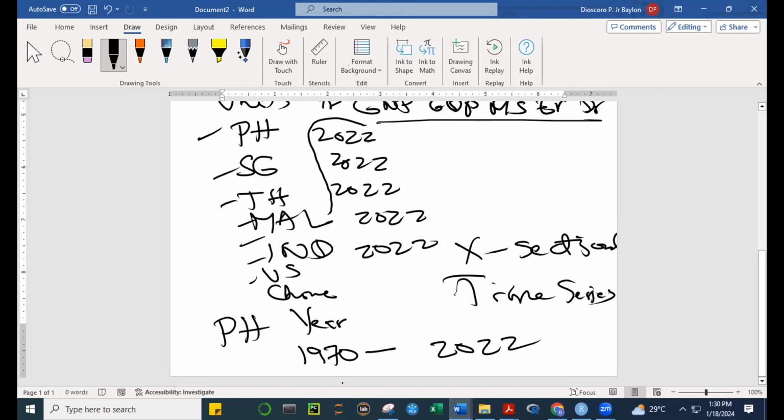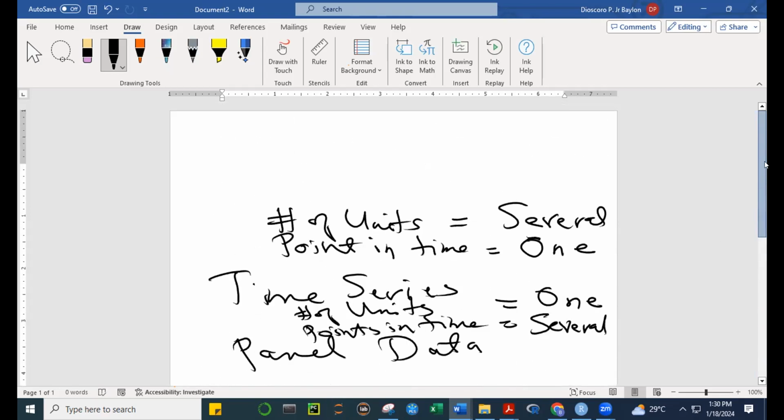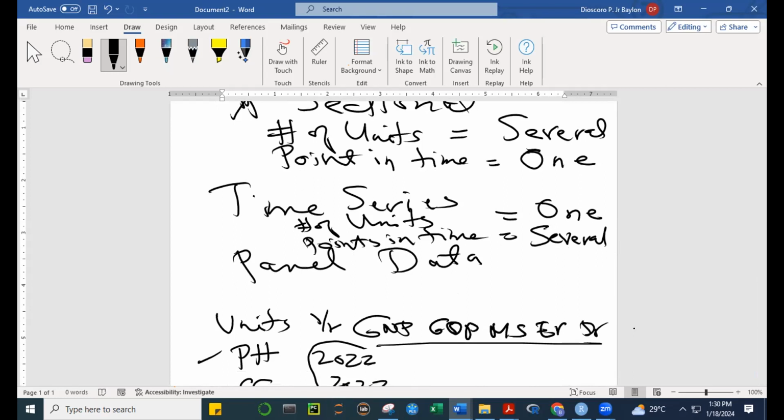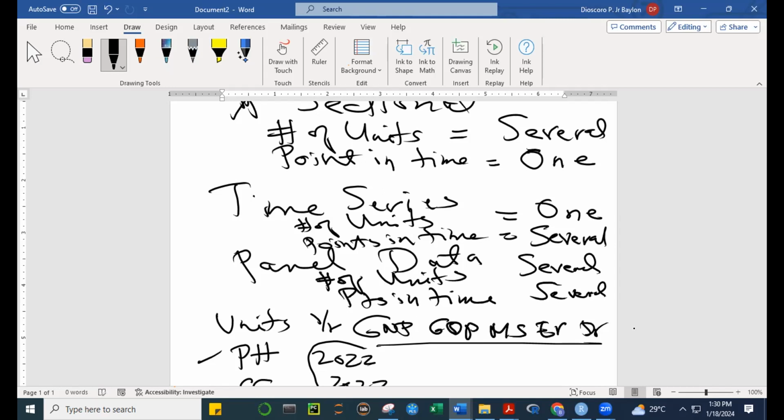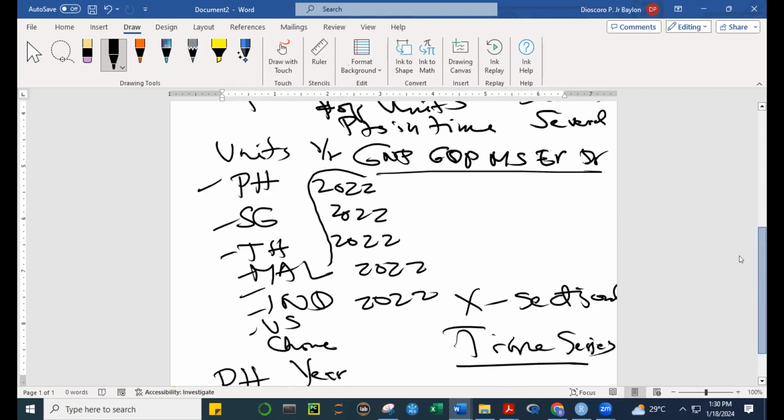So iba yung methodology na gagamitin natin pag nag-plot tayo ng time series. And lastly class, yung panel data. Okay, ano naman yung difference ng panel data? So sa panel data, number of units, so it's a combination of your cross-sectional. So several to, and points in time is several din. Okay? So it's like combining your cross-sectional data and time series data. All right?